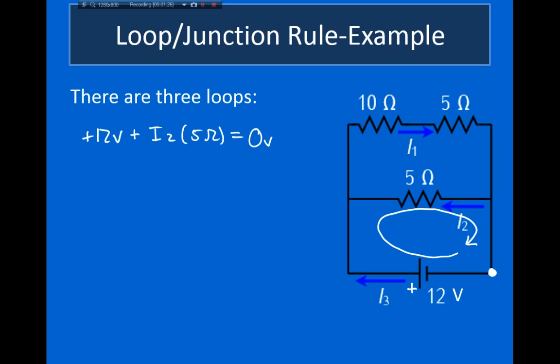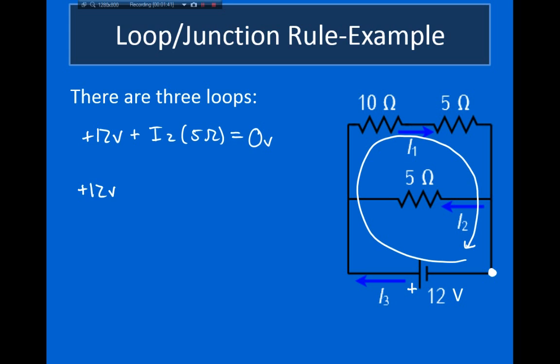If we take a look at another loop, another loop we could look at is the loop going around the outside of the circuit, so going all the way around like this. Again, as we go over the battery, we're going to gain a voltage of 12 volts, so we get plus 12 volts. And notice now we're going across this resistor in the same direction that the current is flowing.